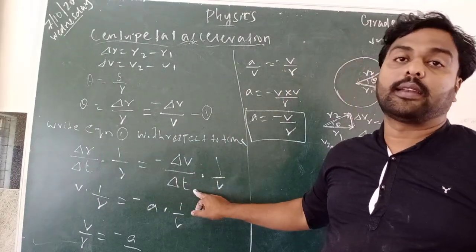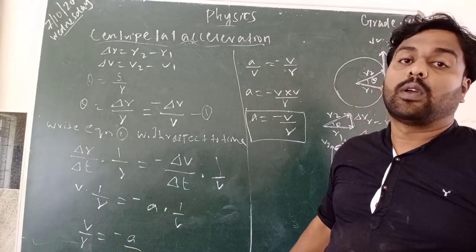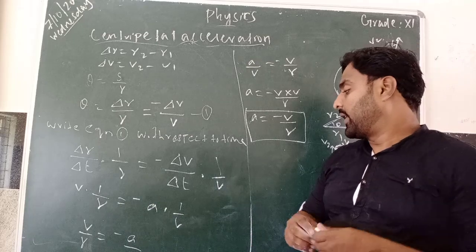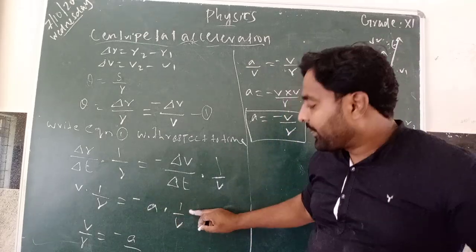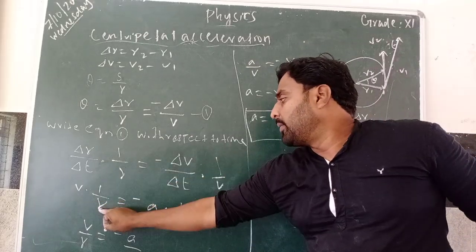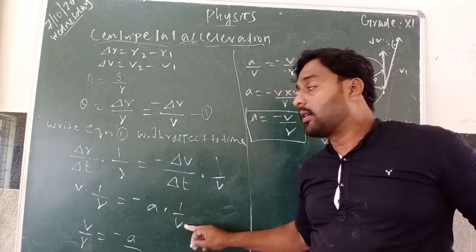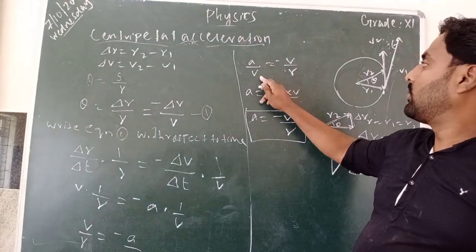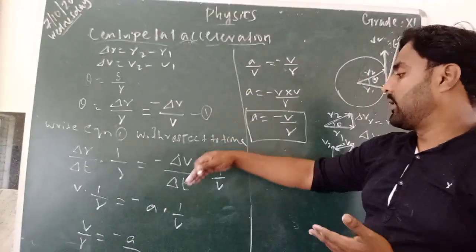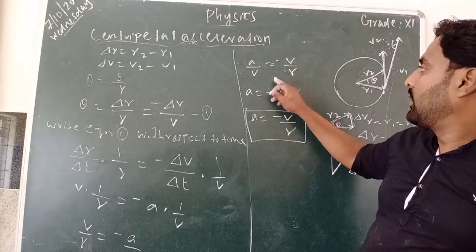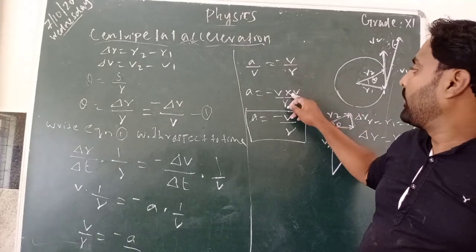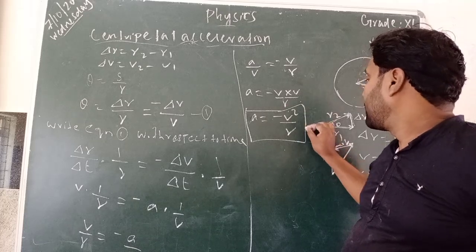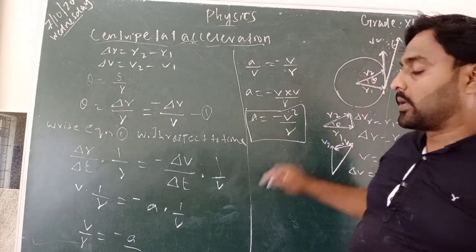So delta V by delta T. What is that delta V? Change in velocity by time. So that is acceleration. So 1 by V, then V by R minus A by V. Then what we are taking? Changing. So A by V will go that side and V by R will be on this side. Then cross multiplication. V into V, V square by R. Okay.